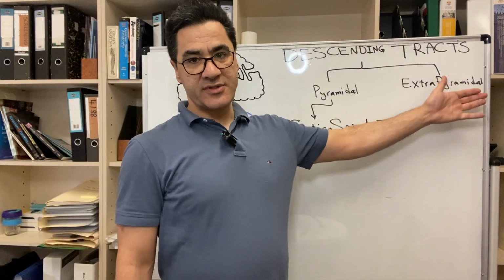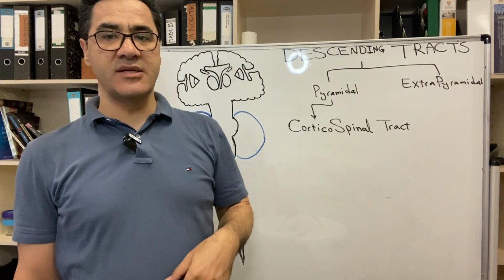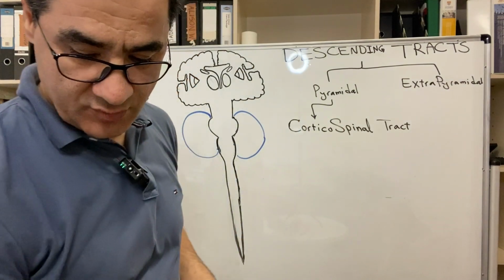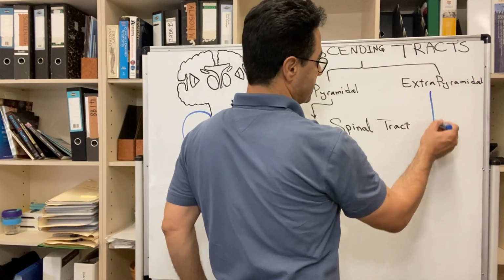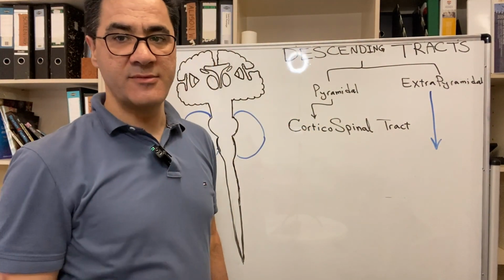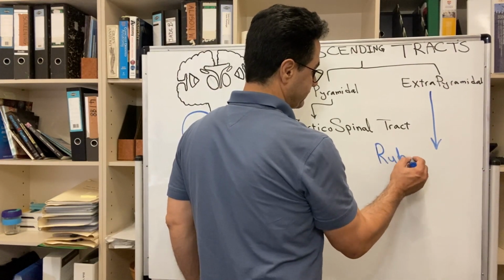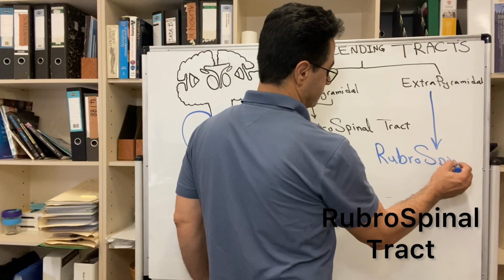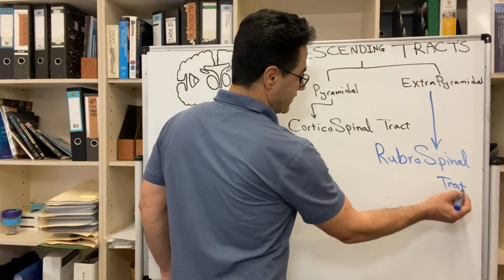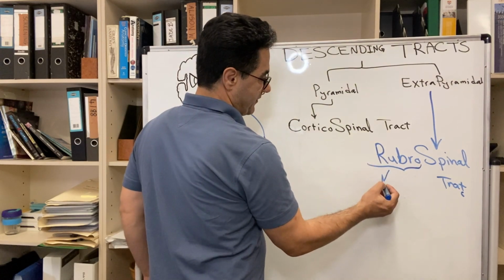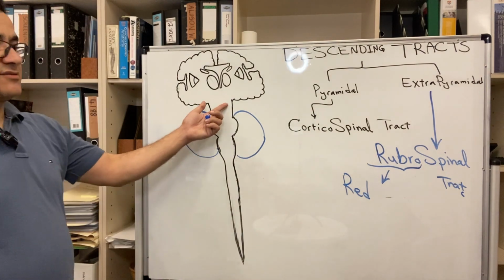Whereas the extrapyramidal tracts, as its name tells us, cross the brainstem outside the pyramid. That's why it's called the extrapyramidal tract. Today I'm going to talk about one of the most important extrapyramidal tracts. It is called the rubrospinal tract. The word rubro means red. It's a Latin word.